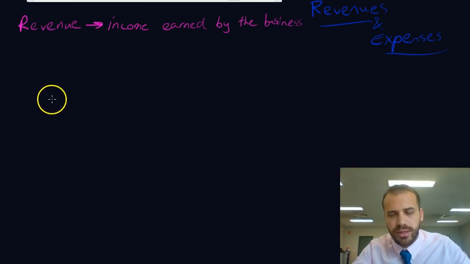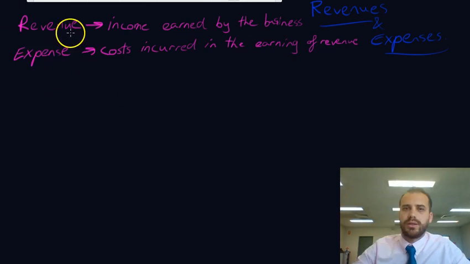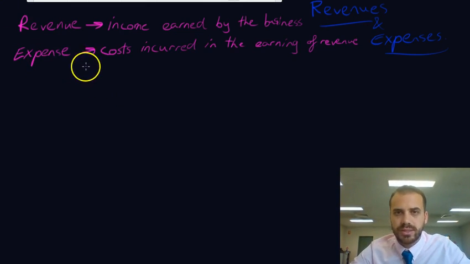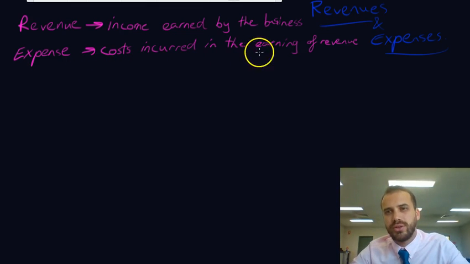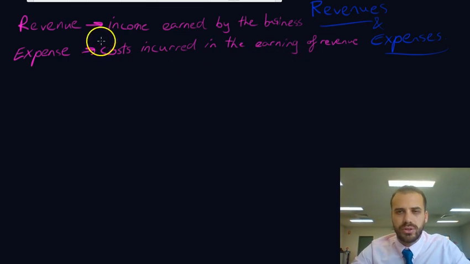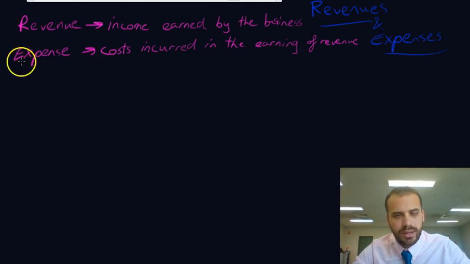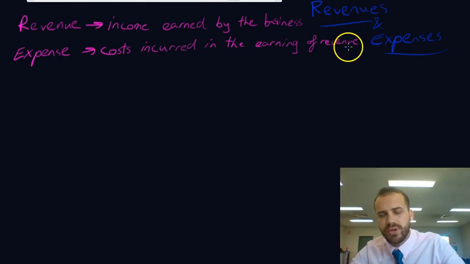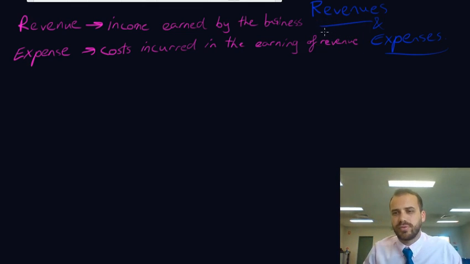Pretty straightforward. Now the definition for expenses relies upon the fact that you know what revenues are. That's why we're doing expenses second. Okay, so what's an expense? Well, an expense is a cost incurred in the earning of revenue. So we can't define them both at the same time because expenses need to be defined in terms of revenue. So it's a cost incurred in the earning of revenue.